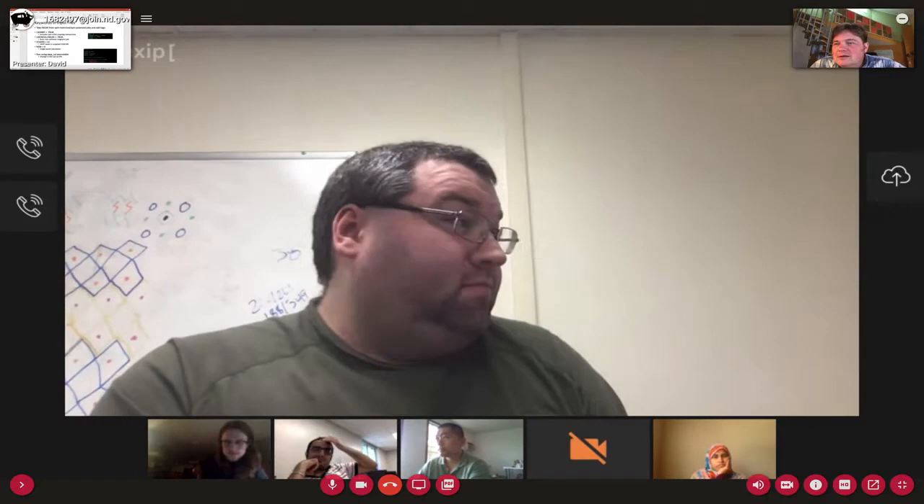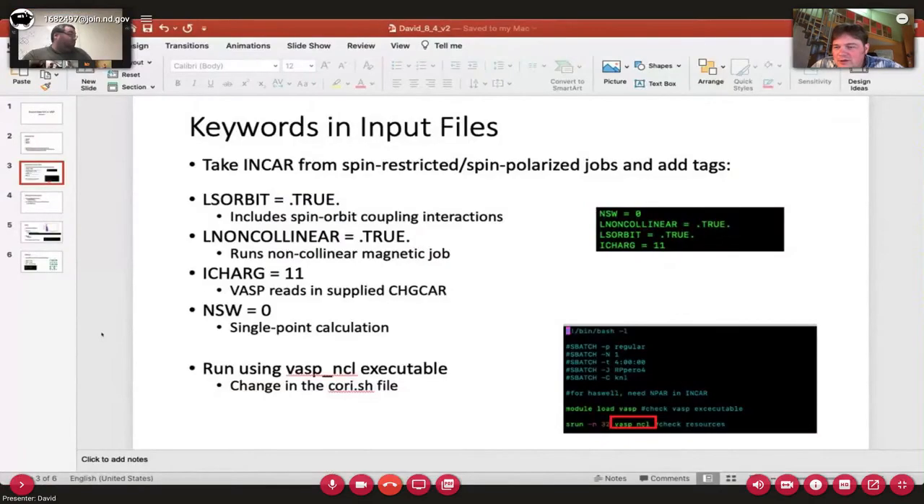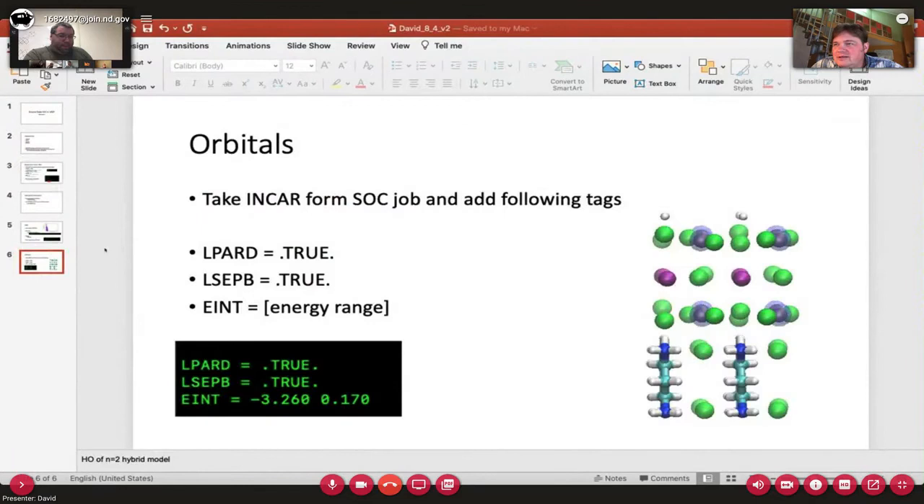Any other opinions? Okay. So, David, is there anything else on the orbitals? So it pops out par charge, and then you would visualize it with VMD like you would any other par charge file.